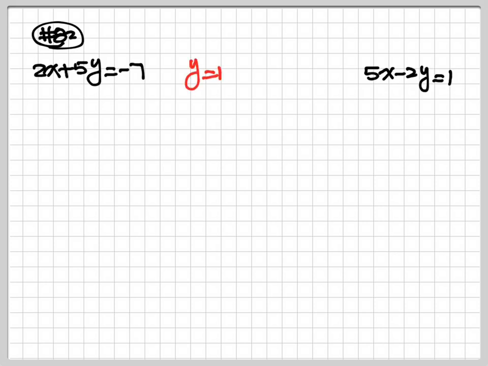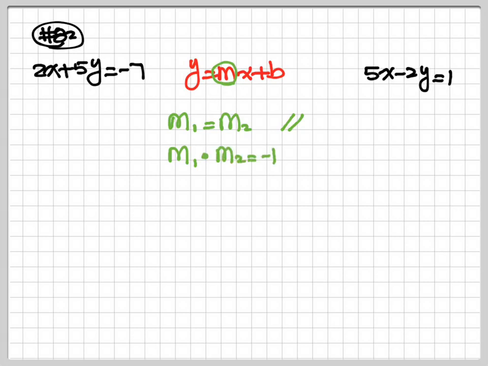For this, make sure you put them into the slope-intercept form, because all we need to do is just compare the slope. We want to find out the m, okay? Now, if the slope of the first line is equal to the slope of the second line, then those 2 lines are parallel. Then if the slope of the first line times the slope of the second line is equal to -1, then those 2 lines are perpendicular. If not parallel and not perpendicular, then it will be neither.